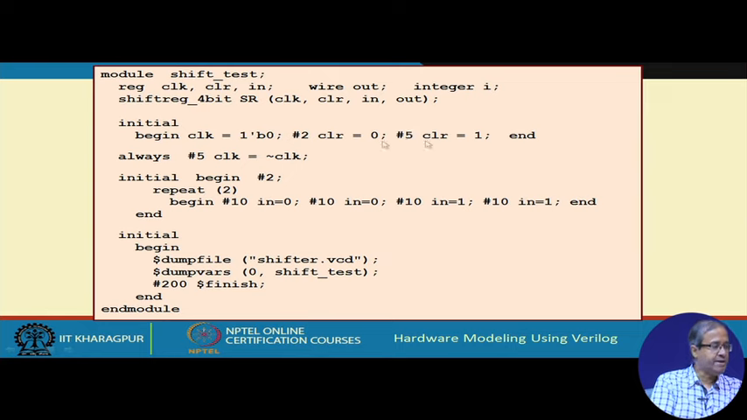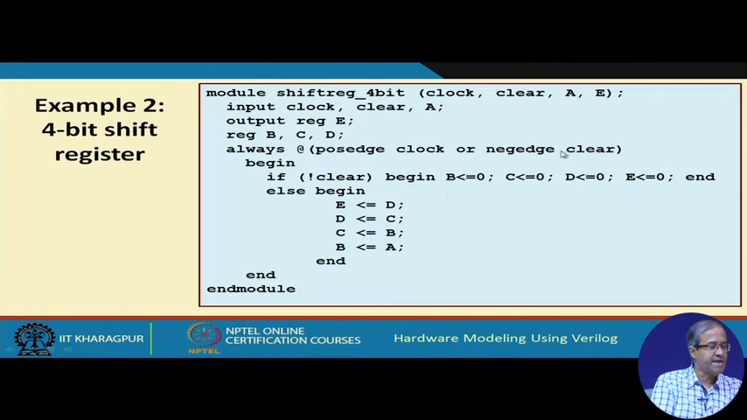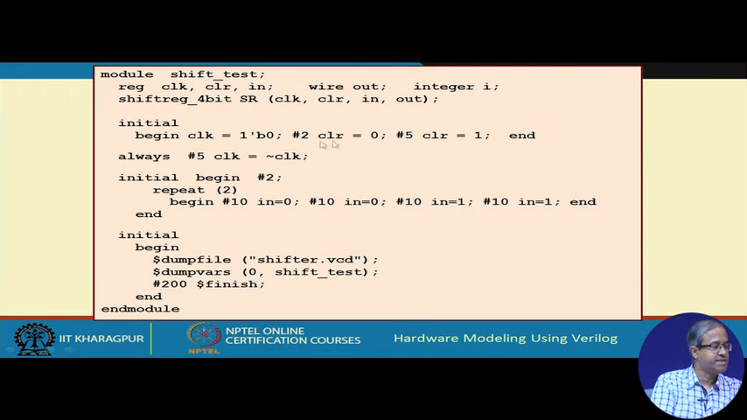So, I have cleared the register, because clear was an active-low clear. So, at time t equal to 0 the register would be cleared. At 5 again I am releasing the clear, making it 1. And then I am saying, after delay 5, clock equal to not clock. Let us try to see what is happening here.